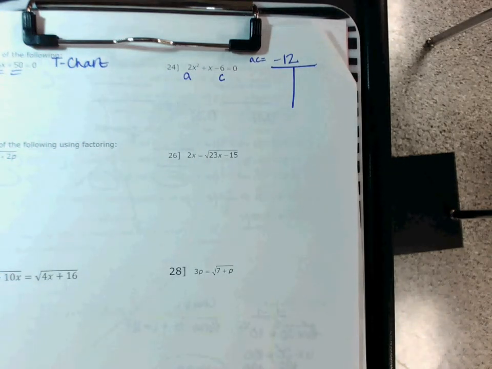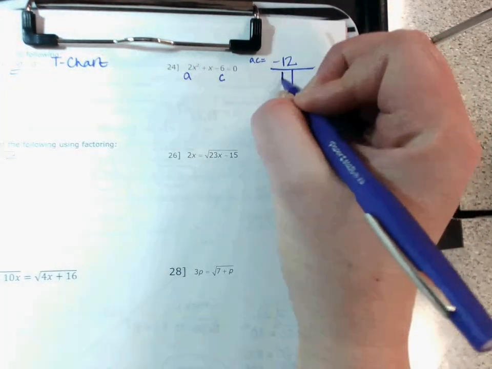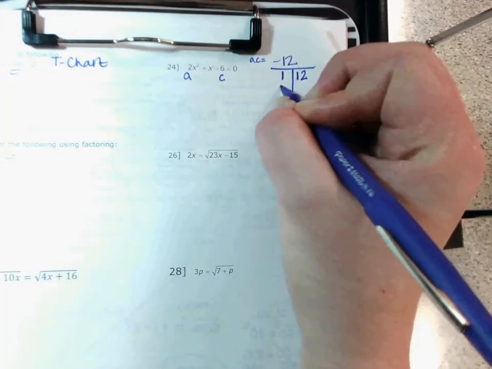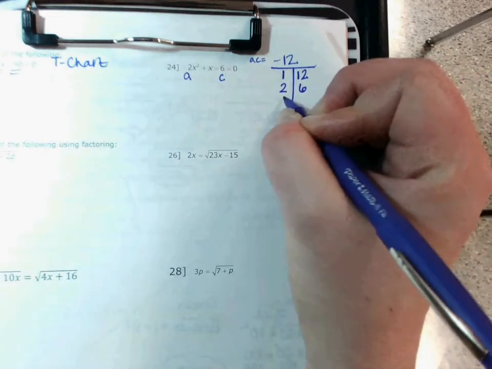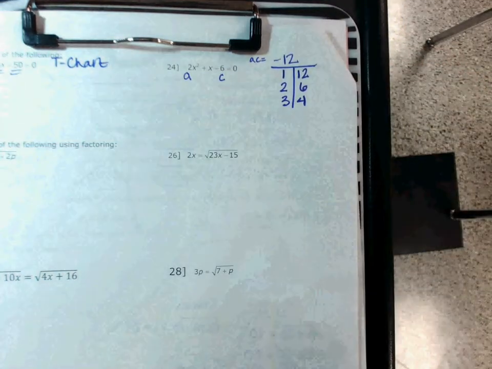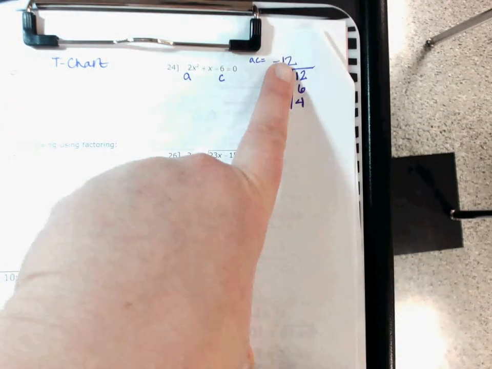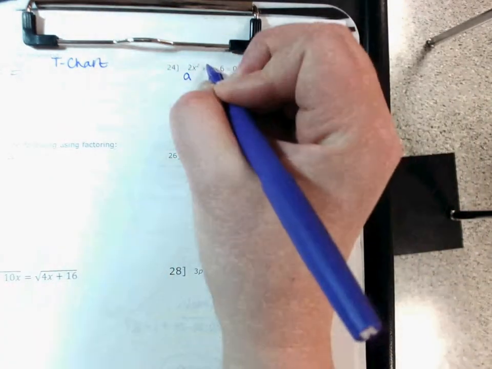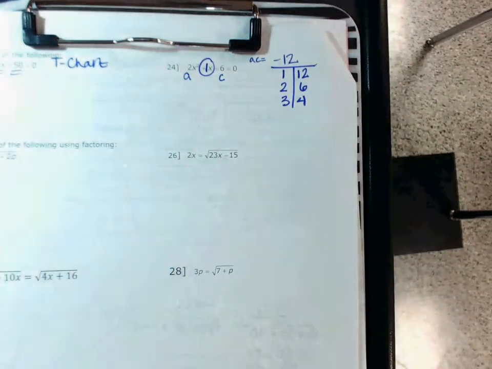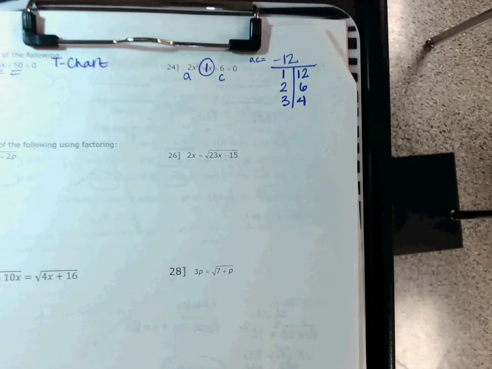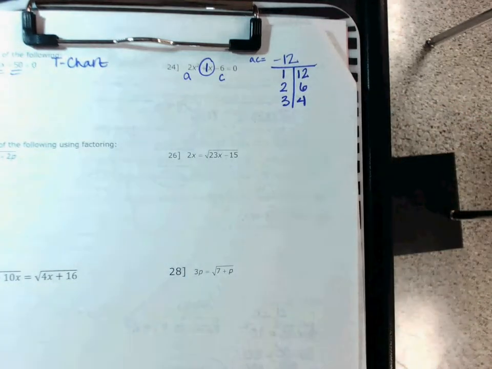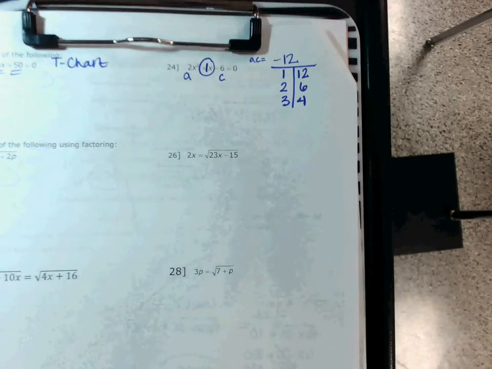What are my choices for 12? 1 and 12, 2 times 6, or 3 and 4. Okay, now remember, if it's a minus at the top of the chart, you have to subtract. I want to get in the middle a +1. So which pair would I want? Okay, which way do I minus? 3 minus 4 or 4 minus 3?